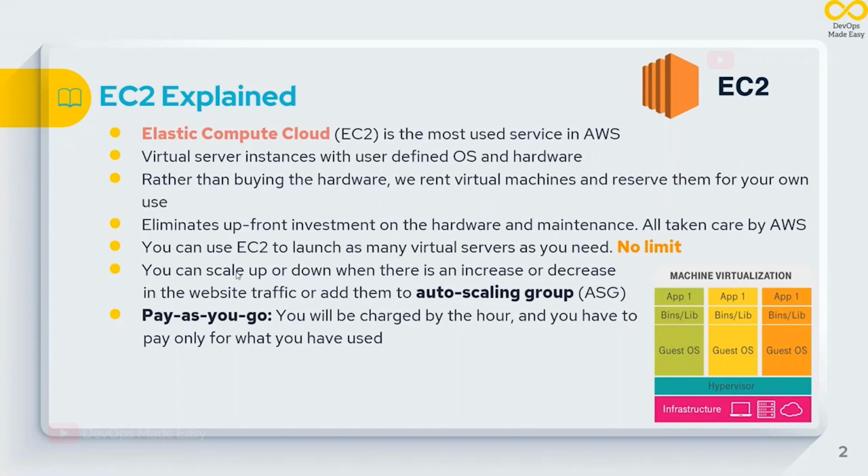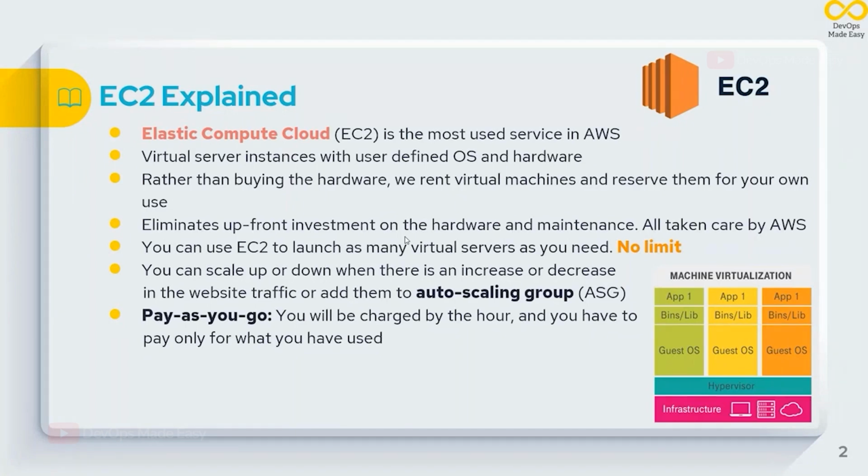So you can launch as many EC2 instances as you like. There is no upper limit. Also, you can scale up. That means you can increase or decrease the number of instances according to the user traffic. Let's say you have deployed an application in an EC2 instance. It's a very basic application, so you're expecting only 5 to 10 users, and that instance is being used by only those users, so there is no load.